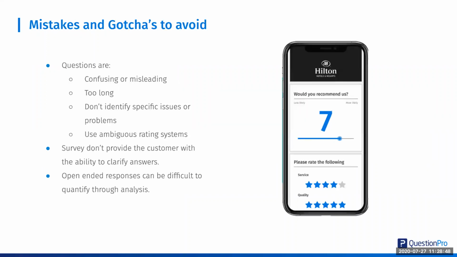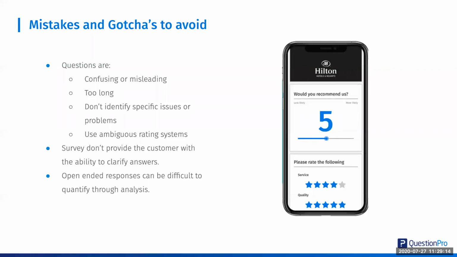And then some mistakes and gotchas to avoid. So we've been talking a little bit about this, but questions that are confusing or misleading, like some of those poorly written ones that we went over, you want to avoid those. Questions that are too long and hard to follow, especially in the question text and answer options, you want to make sure those are clear and concise, like we've been harping on here.